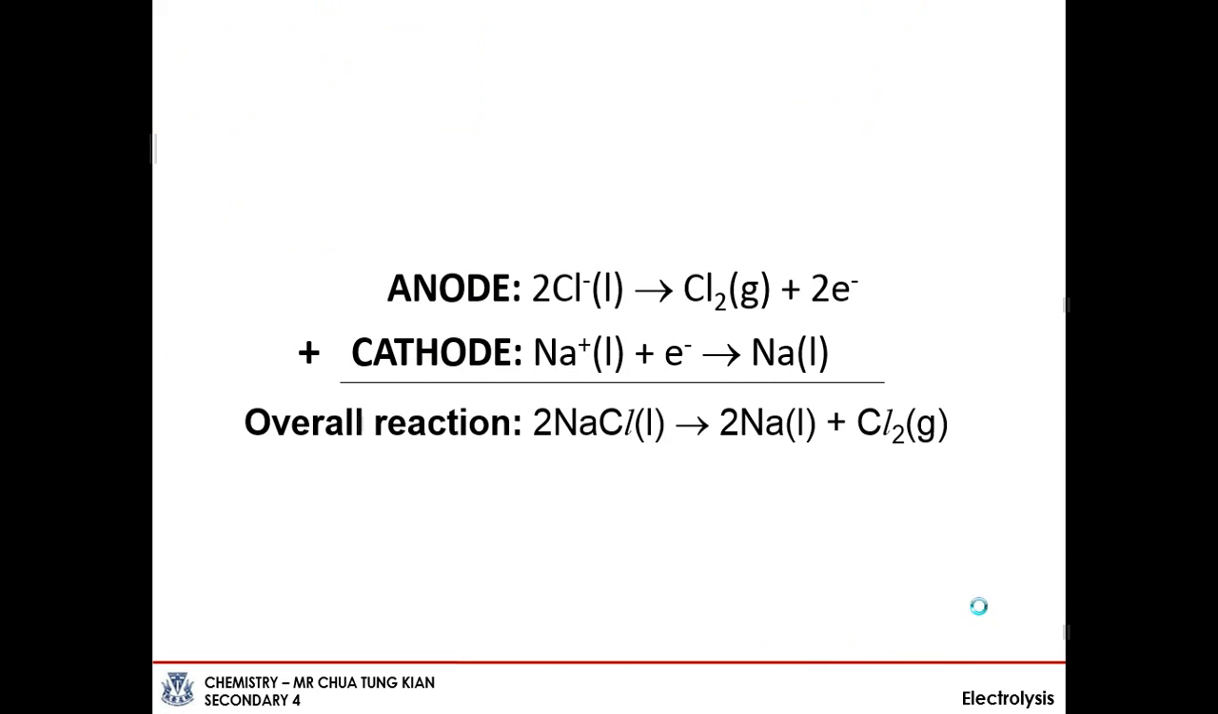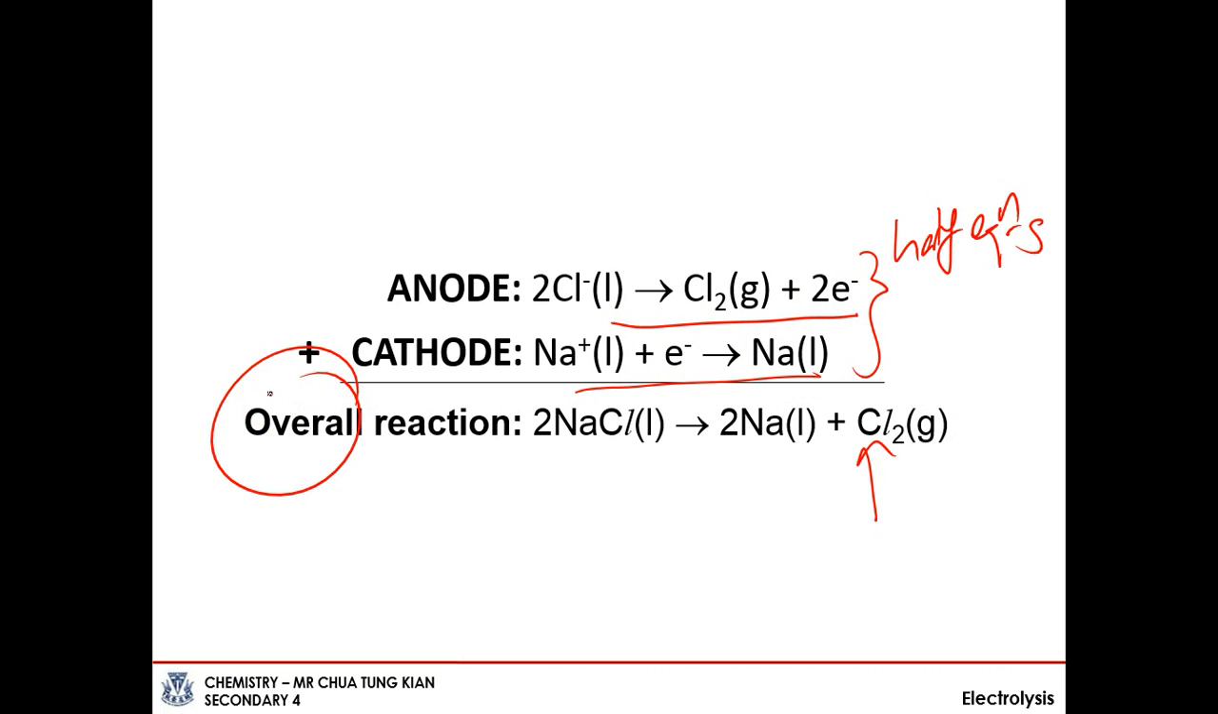So at the end of the day, if we combine the two equations at the anode and cathode respectively, we call these two equations half equations. Half equations. Why? Because this is one half and this is the other half. They combine to give you the overall equation. Take note, you must balance out the electrons. There are 2 electrons in this case here. So on the left and right side, they must cancel out. So to get rid of the electrons, you have to multiply by 2 for the half equation occurring at the cathode. So end of the day, you have NaCl becoming Na and Cl2.